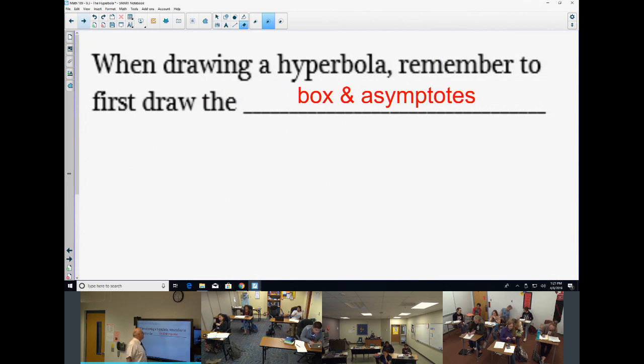All right, so when drawing a hyperbola, remember to first draw the box and the asymptotes, the diagonals of the box. If you try to freehand it, just based on experience, your graph will not look right. It'll look goofy. So just do the box, but when you draw them in, use dotted lines because they're technically not part of the actual hyperbola.